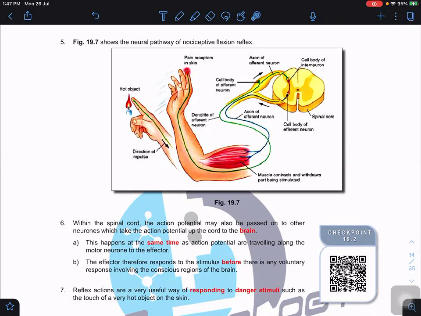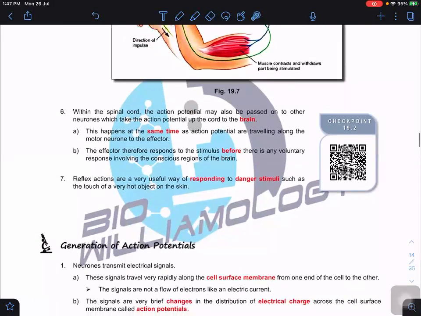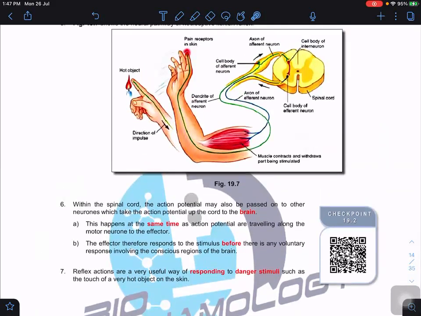So is it going to the brain? Yes. Within the spinal cord, the action potential may also pass on to other neurons, which take the action potential to the brain. This happens at the same time as action potentials are traveling along the motor neurons to the effector. So therefore, we can respond before any voluntary response involving the conscious regions of your brain. So it's very useful in this case, to respond to a dangerous stimulus such as a touch of a very hot object on the skin. As I said, these actions help us to escape from dangerous situations.